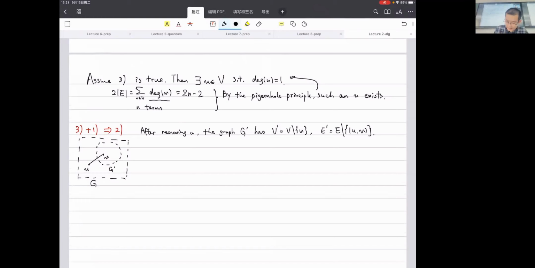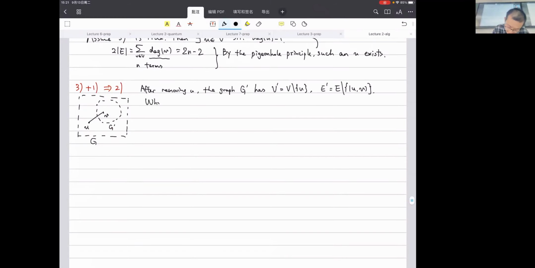So let's think about what G prime is. Basically, G prime is connected. This is just by the discussion that the original graph G is connected, and also U only has one edge to the part of G prime. If you remove this edge, you can see that G prime should be a connected graph.